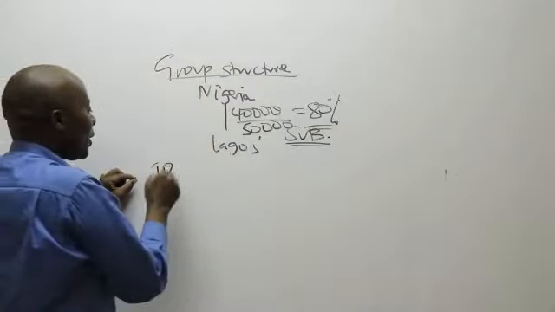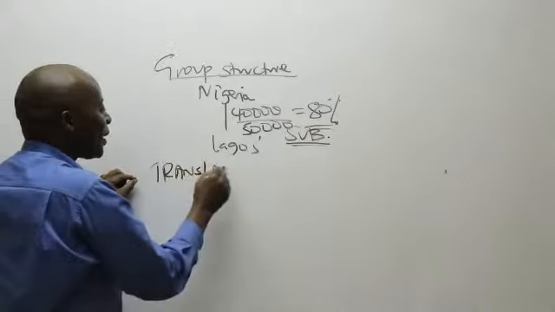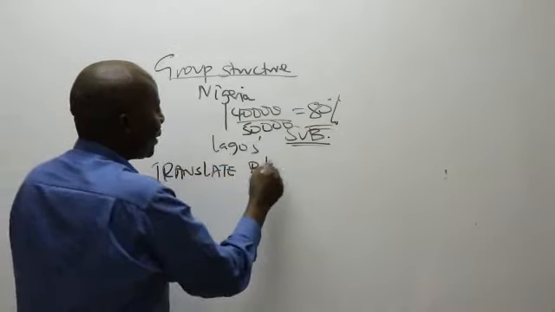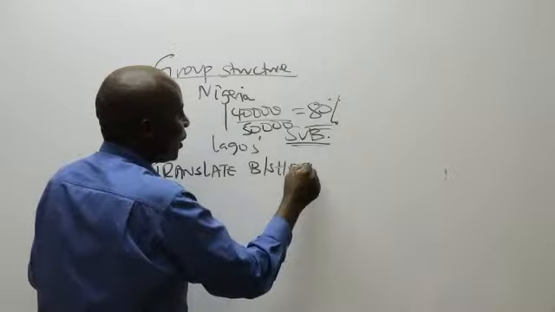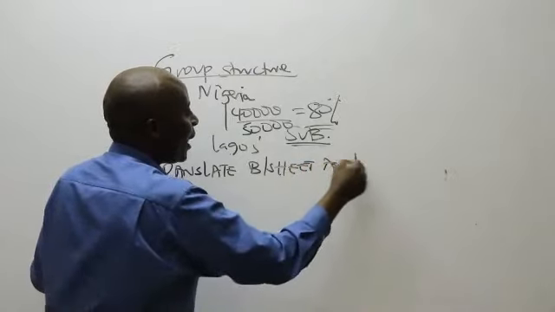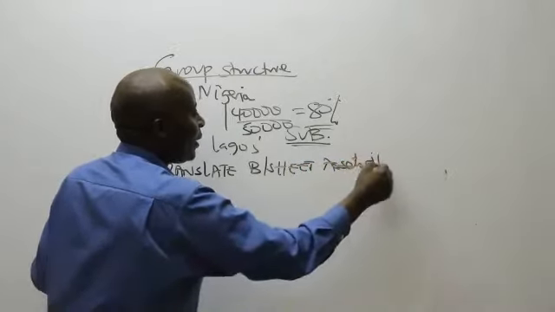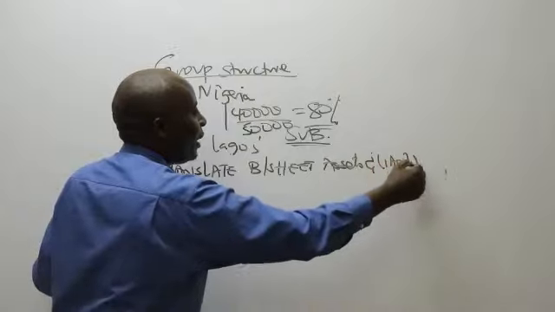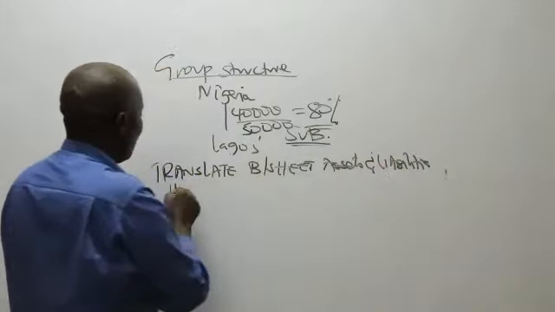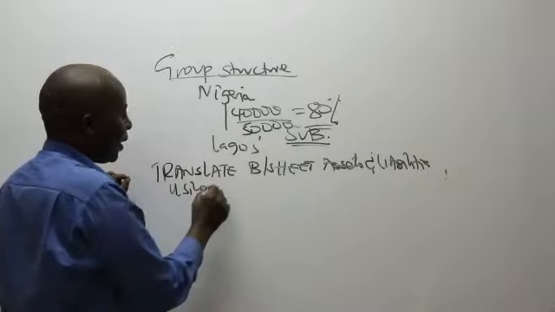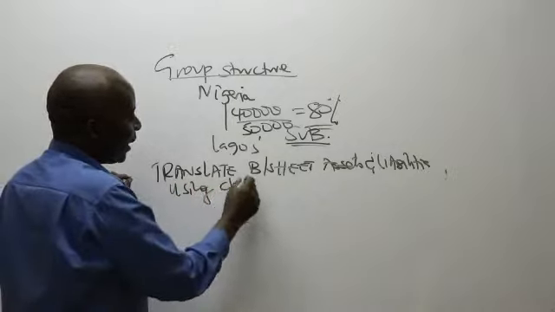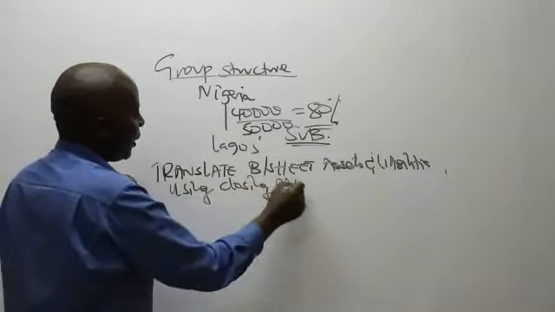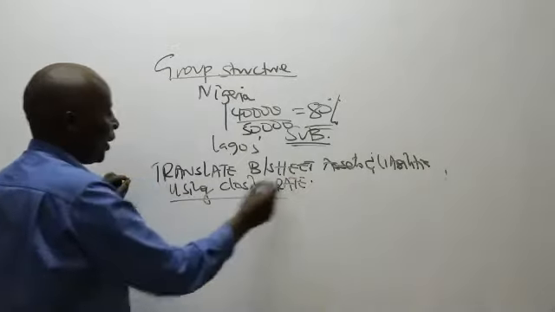So in this case here, translate the balance sheet, assets, and liabilities using the closing rate. Wanasema namna gani somebody using the closing rate. Hebu tuone kama tunawezana na hii kitu kweli.